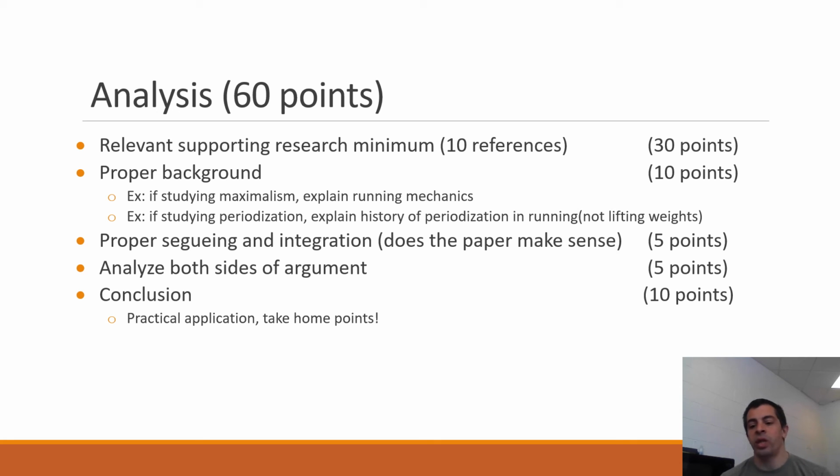Analyze both sides of the argument. Listen, there's research out there which always supports both sides. If we're talking about maximalism versus minimalism, it's out there, both sides. If we're talking about whether or not running is dangerous for the heart, it's absolutely out there for both sides, right? Remember, you're taking one side and you're trying to prove your point. But in attempting to prove your point, you have to understand both sides of the argument.